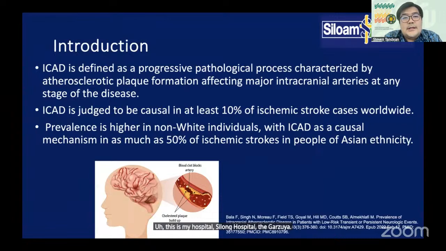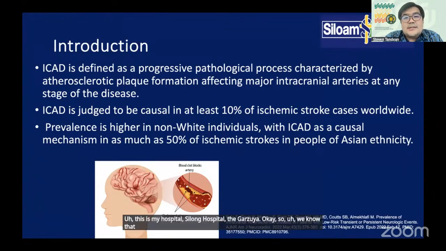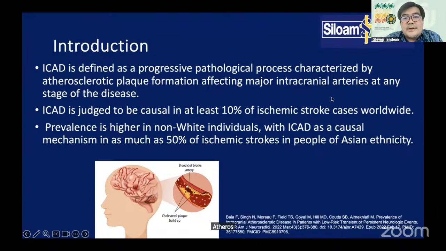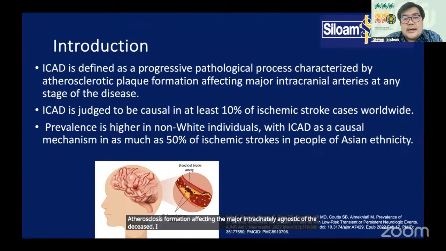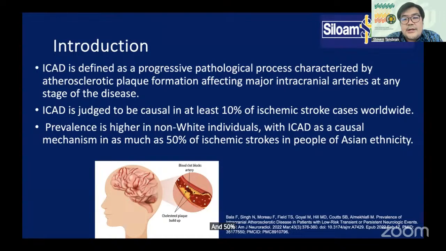So we know that ICAD is a progressive pathological process characterized by atherosclerotic plaque formation affecting the major intracranial arteries. ICAD usually causes at least 10% of ischemic strokes worldwide, and 50% in Asian ethnicities. So this is a very common disease in Asia.